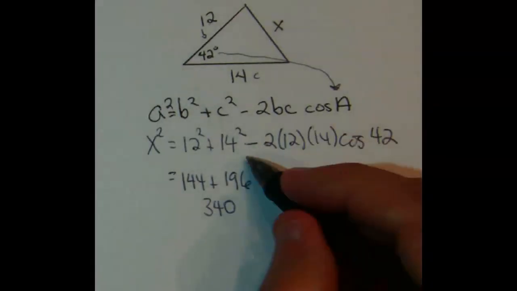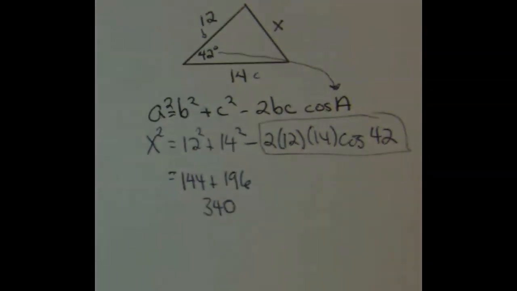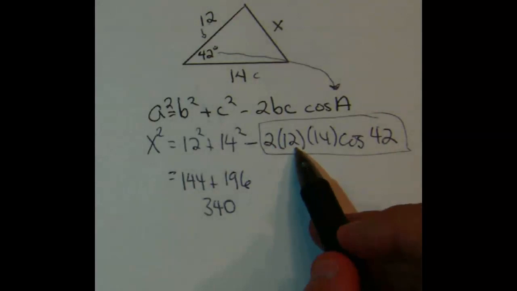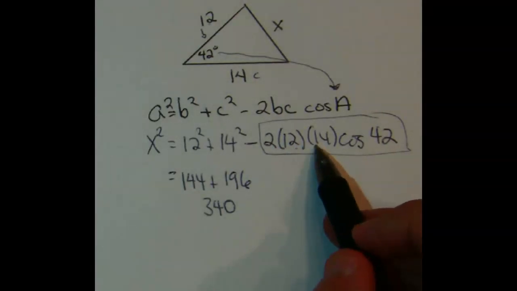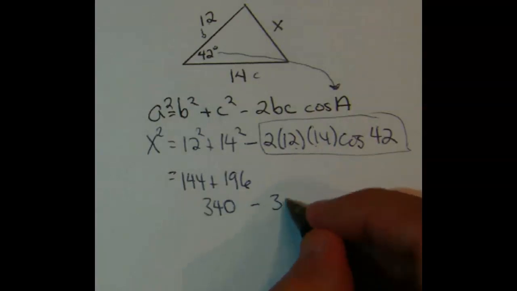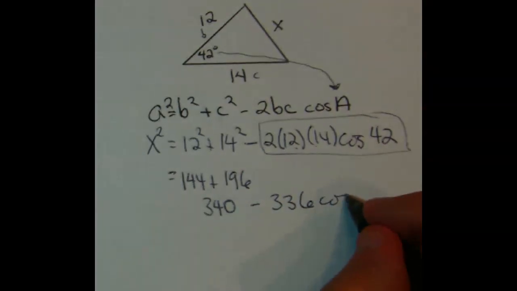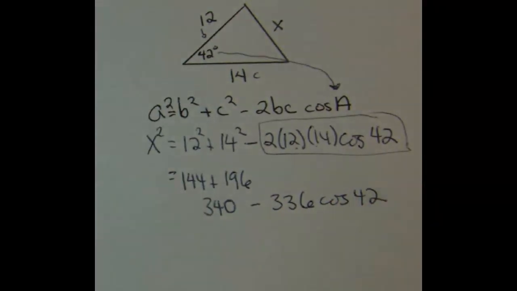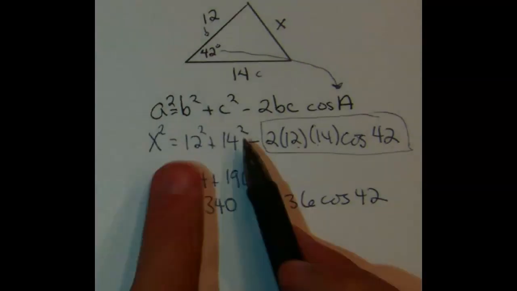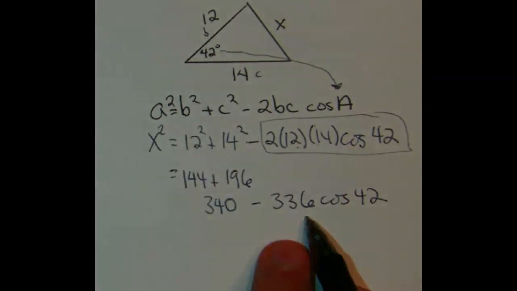Now let's take care of this over here on the right side. I have 2 times 12 times 14. If you put this in your calculator, you're going to get 336 cosine 42. Now everything's easy so far.